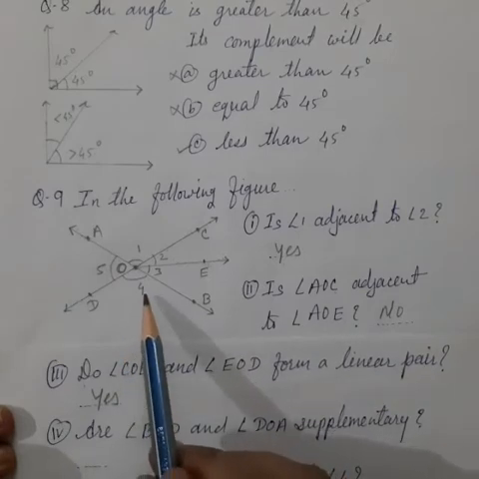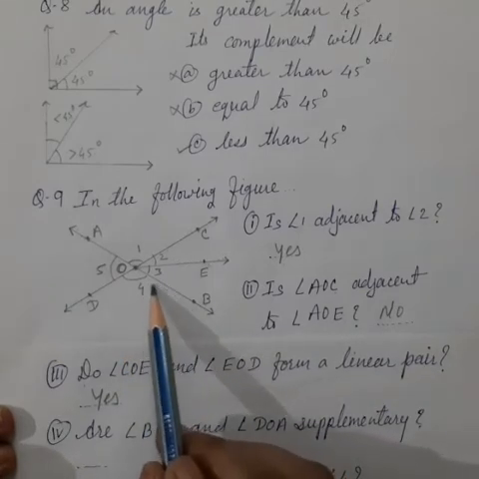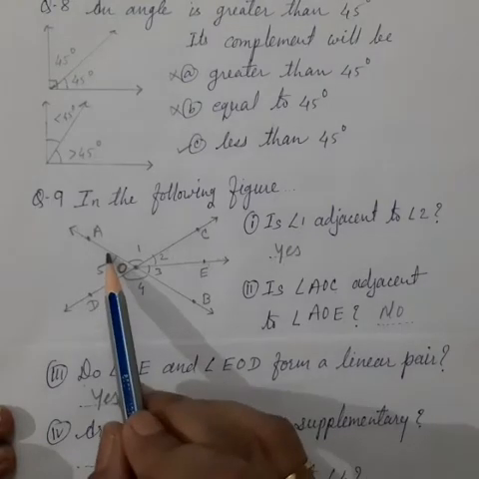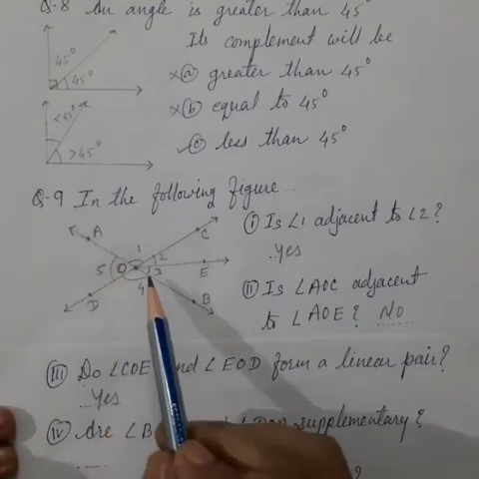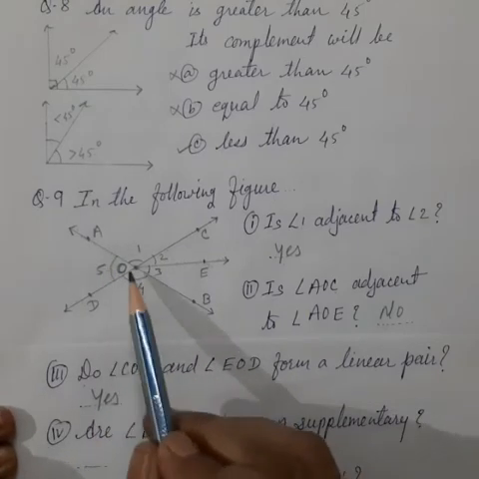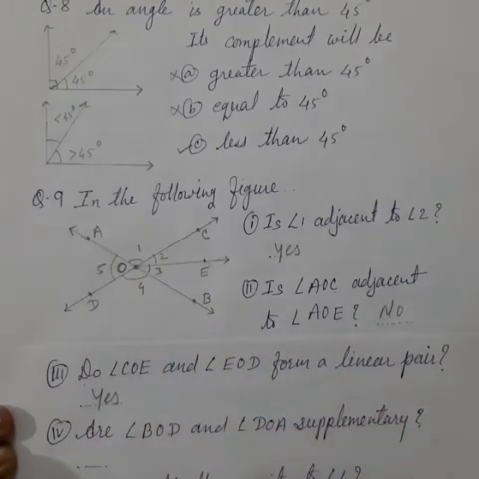Supplementary means the sum we want is 180. So angle 4 plus angle 5 together are forming a straight angle. That means the sum of these two angles is 180 degrees. So yes, they are supplementary.